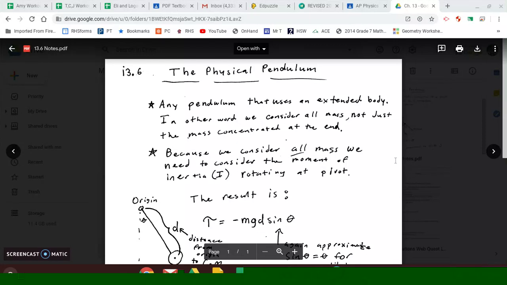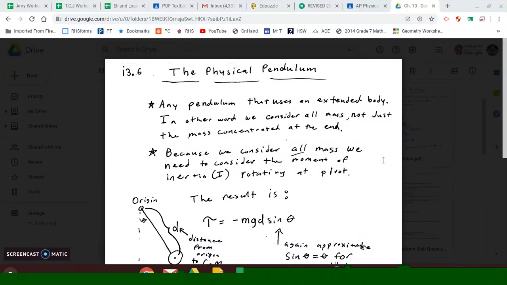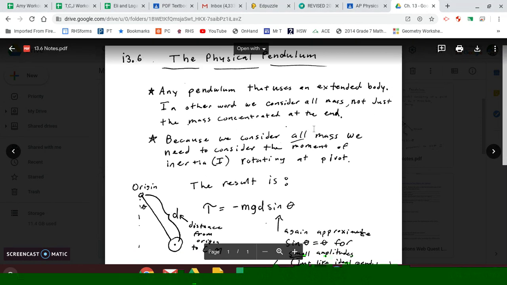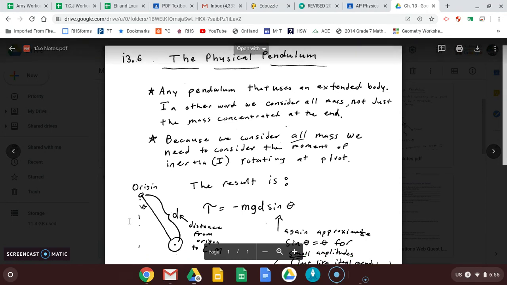Hey guys, we're going to cover the final section that we're going to go into detail with on chapter 13. This one is called the physical pendulum, very similar to the simple pendulum's formulas, just some adjustments we have to make. The difference between a physical pendulum and a simple pendulum is the fact that we'll need to consider moment of inertia.